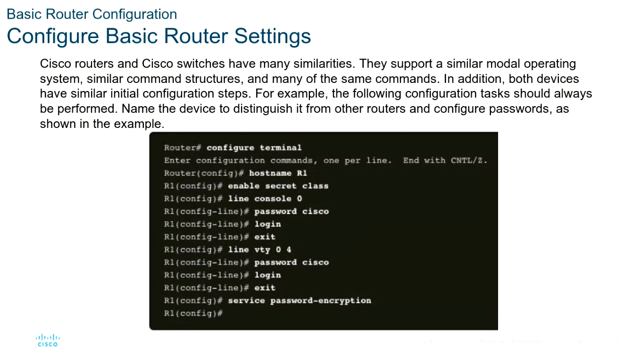Enable secret class is our encrypted password that we should use instead of enable password class. Then to be able to allow people to come in through the console port and require a password, I type the command line console 0 and set the password to cisco. And then to allow people to come in through Telnet or secure shell, I'll type line vty 0 4 and set the password to cisco.